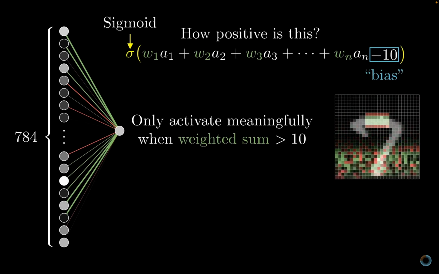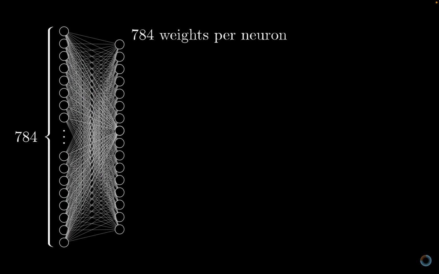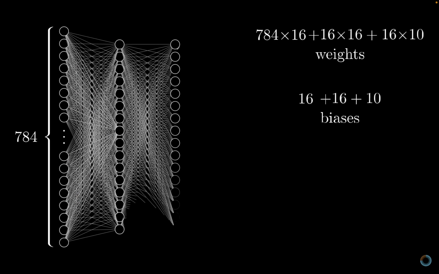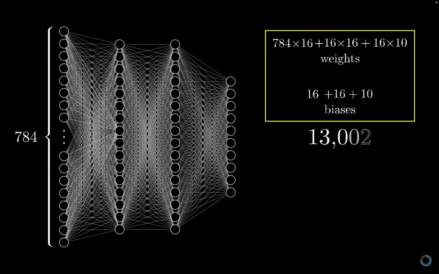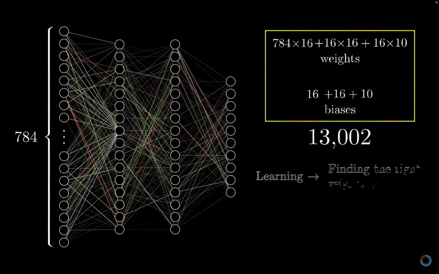In total, given the somewhat arbitrary choice of 2 hidden layers here with 16 neurons each, the network has about 13,000 weights and biases that we can adjust. And it's these values that determine what exactly the network actually does. Then what we mean when we say that this network classifies a given digit is that the brightest of those 10 neurons in the final layer corresponds to that digit.